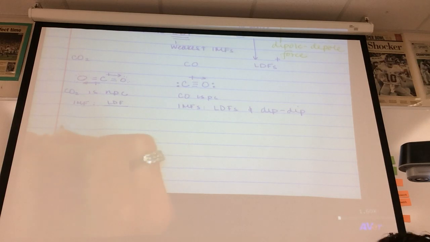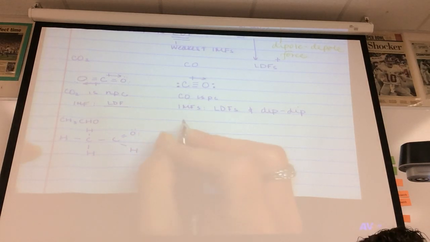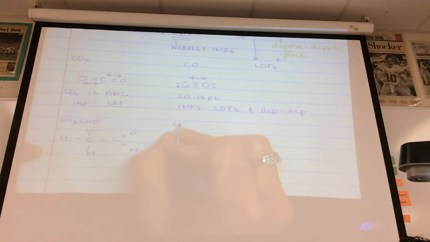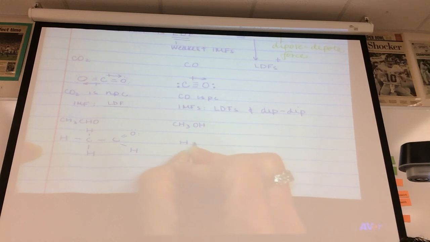So in this one, CH3, and then a CHO. This is an aldehyde group. I don't know if any of you are in AP Bio, but you'll learn your functional groups there. This is an aldehyde group as opposed to the hydroxyl group that you see in alcohols.